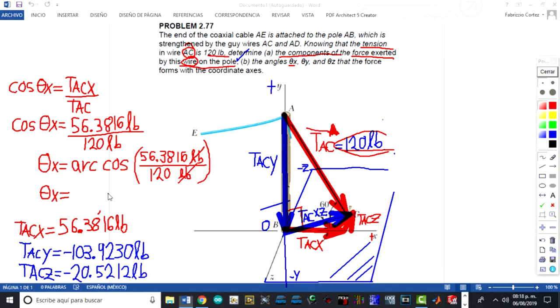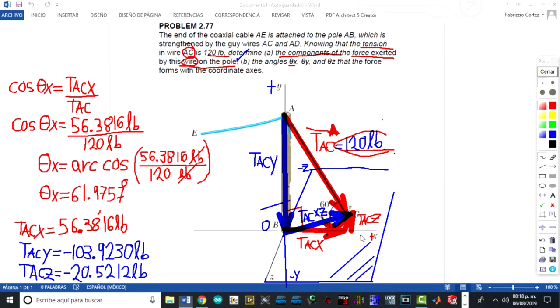Well, let's do it in the calculator: 56.3816 divided by 120, and then our cosine inverse gives 61.9757 degrees. So that will be the value of theta x.